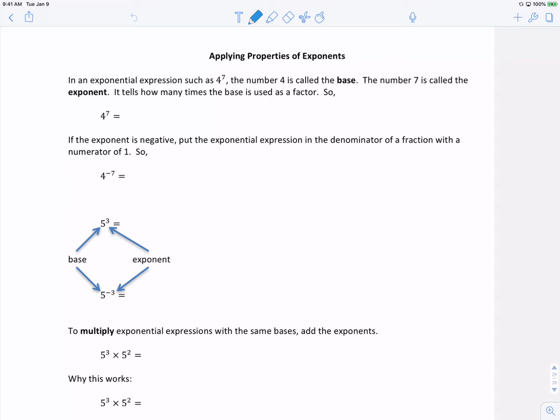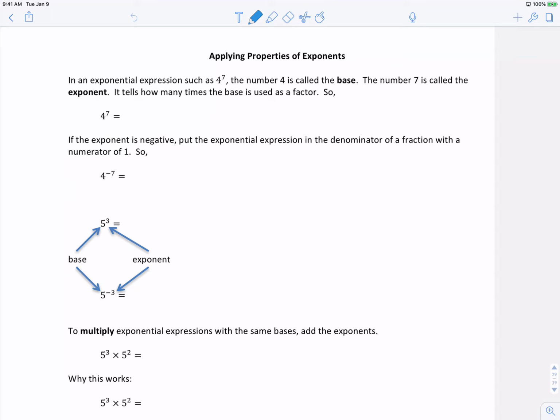In this video, you're going to learn how to apply different properties involving exponents. Before we could jump into these properties, it's important that you understand some language or some vocabulary words. So those two vocabulary words being the base and the exponent.